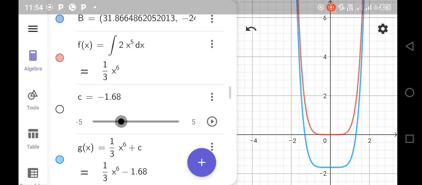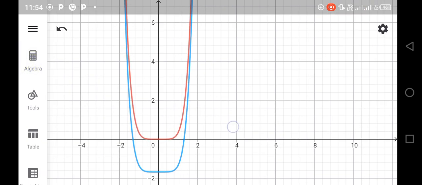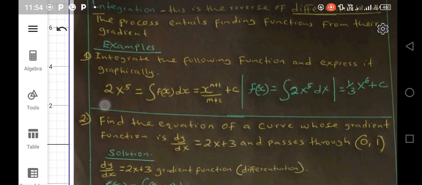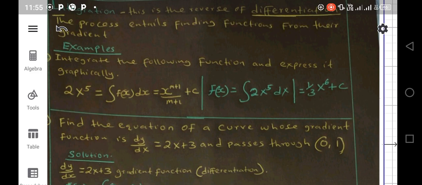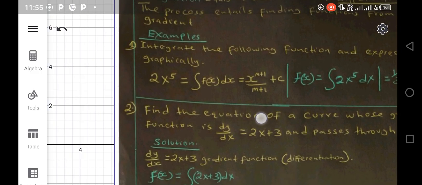And then you can come back and look at the equations there. So the equation that we have done, we have integrated that equation, and we have seen how the curve moves.